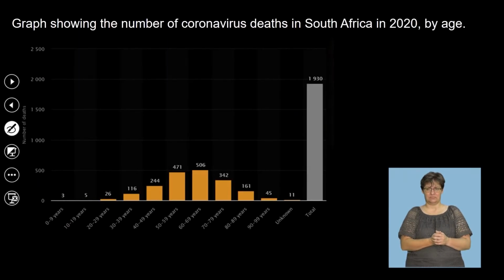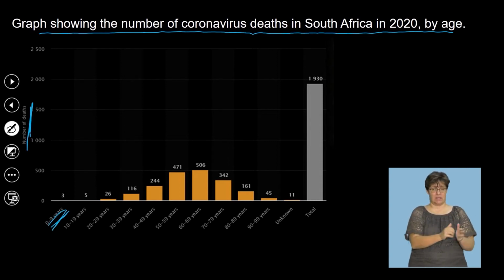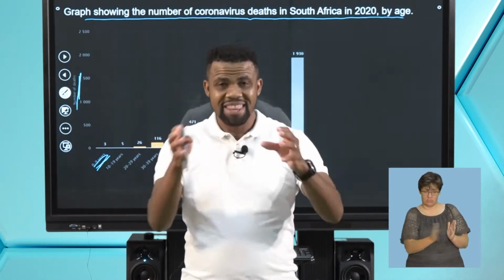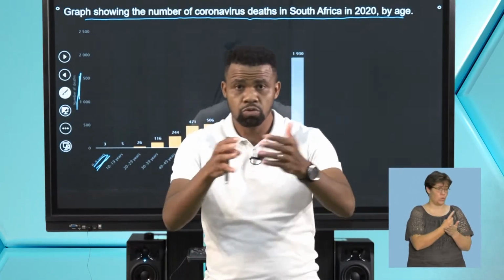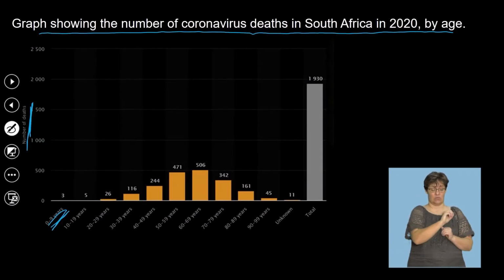So, this is the actual data collected, and it's grouped data. This is the number of deaths. What does this indicate? The graph shows the number of coronavirus deaths in South Africa in 2020 by age. 0 to 9 years, only 3. This does not mean the whole year, but maybe a week, two weeks, or probably a month. 0 to 9, we had 3.